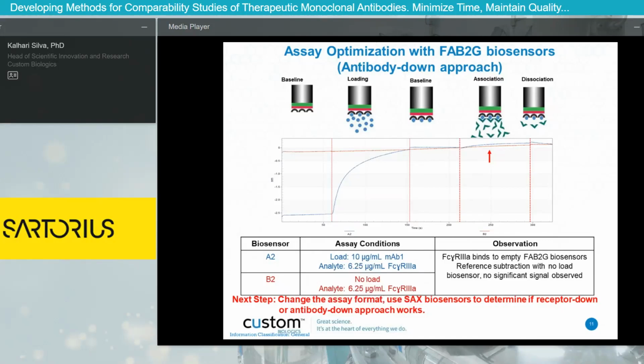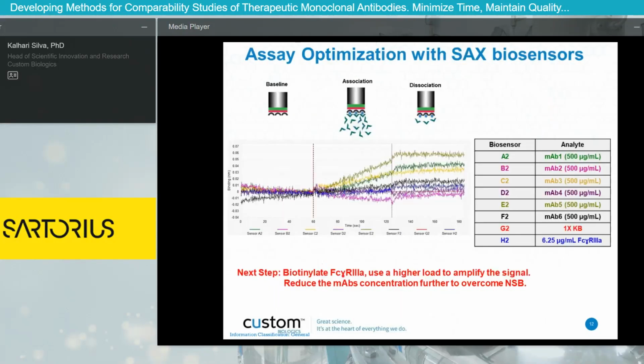So we had to change the assay format and use SAX biosensors next to determine if either the receptor down or an antibody down approach works. So here in slide 12, we can see the assay optimization with SAX biosensors. SAX biosensors are high precision streptavidin biosensors, which immobilize the ligand via a biotinylation process.